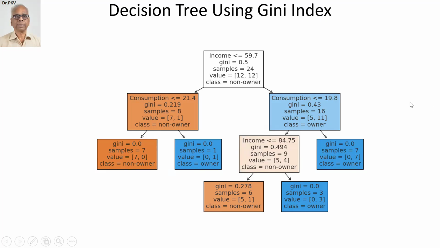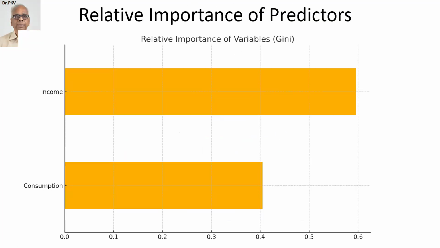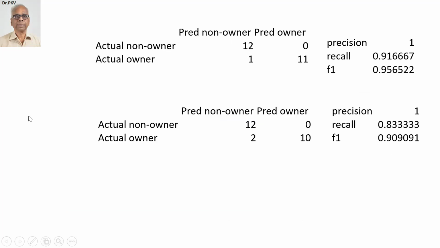Now let us look at the confusion matrix, which is the matrix of classification. And I'll just show the confusion matrix first.